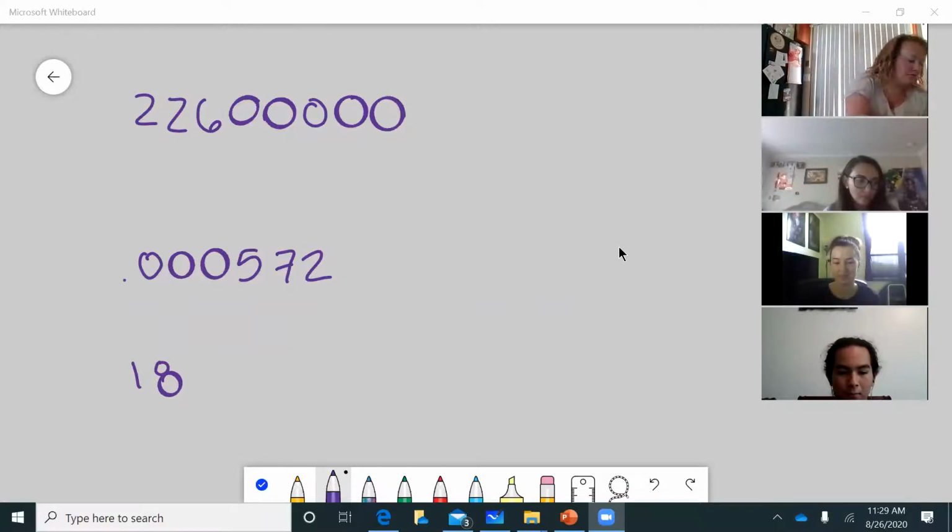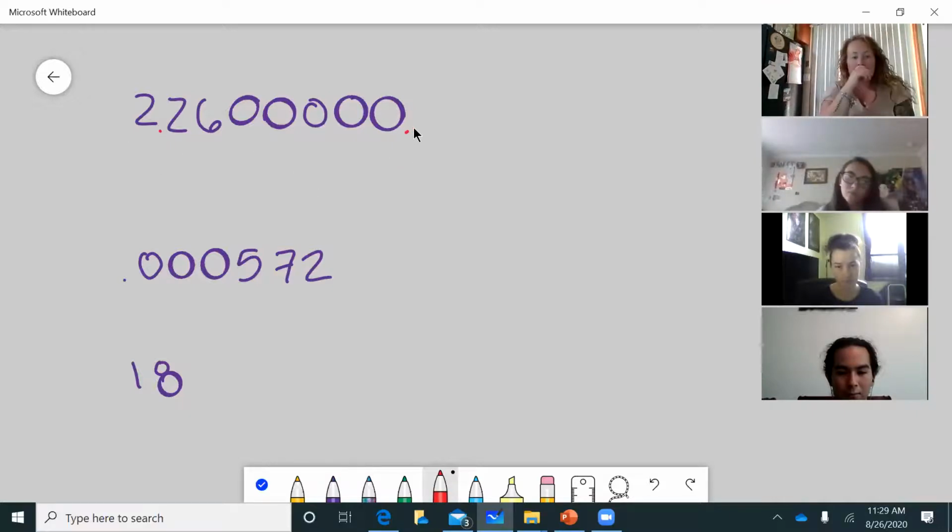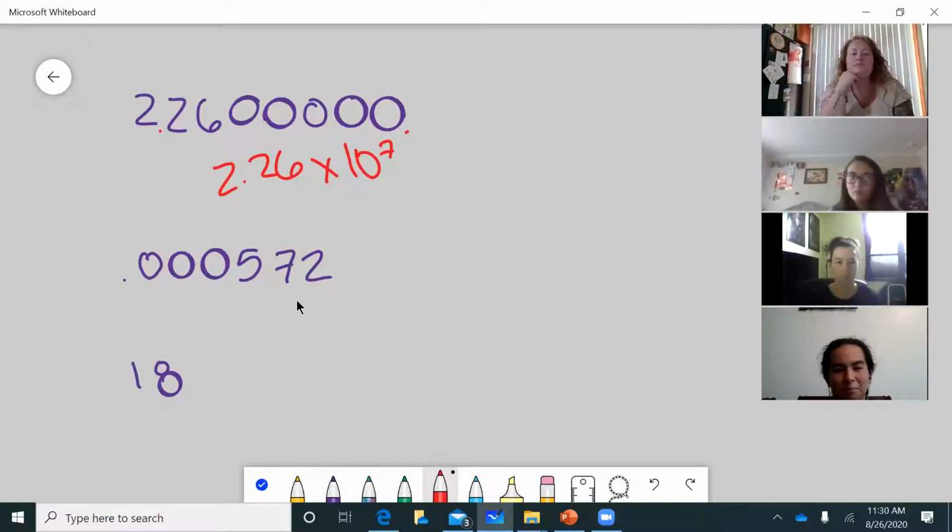All right, let's do these. So I'm going to change colors here. So the decimal for this big guy is living right there. We want it to live there. So we're going to hop 1, 2, 3, 4, 5, 6, 7. 2.26 times 10 to the 7th. You like that? Okay.